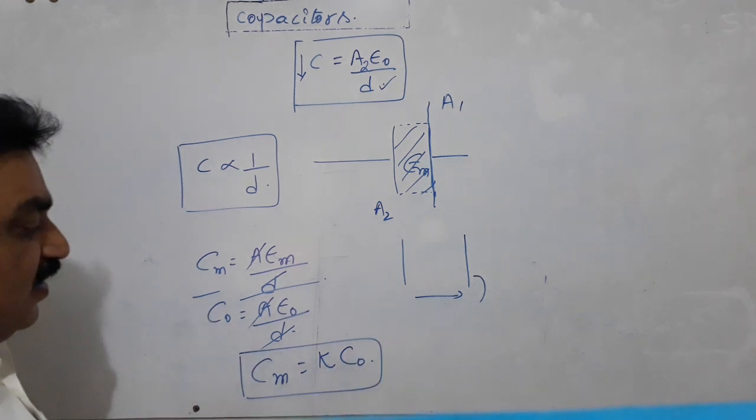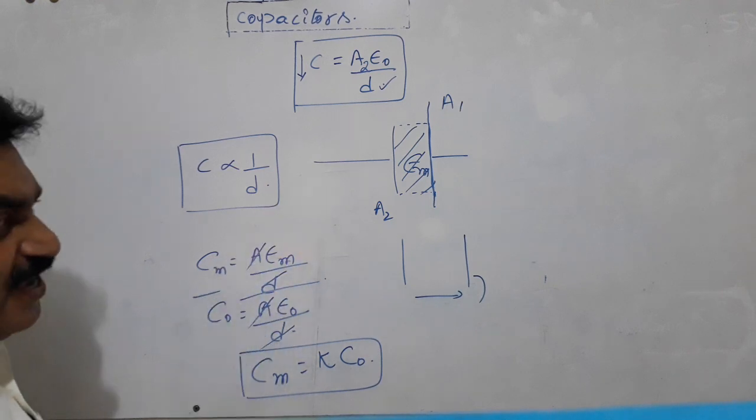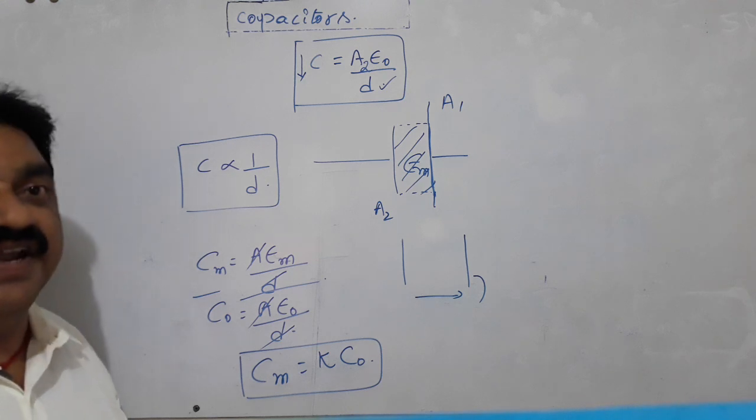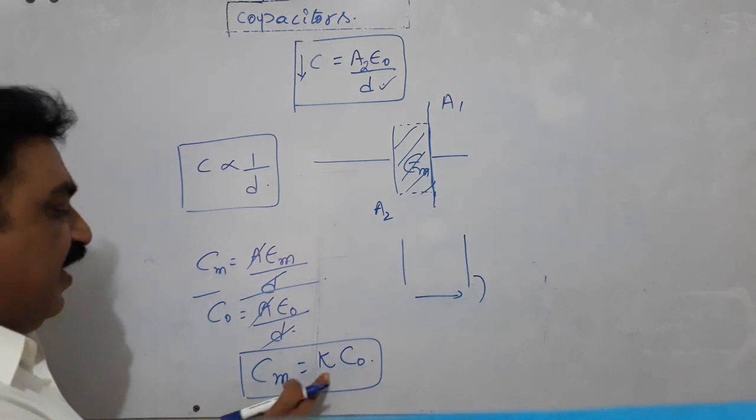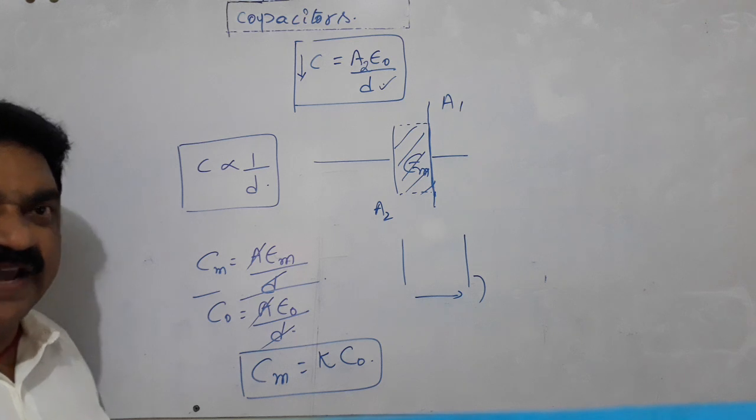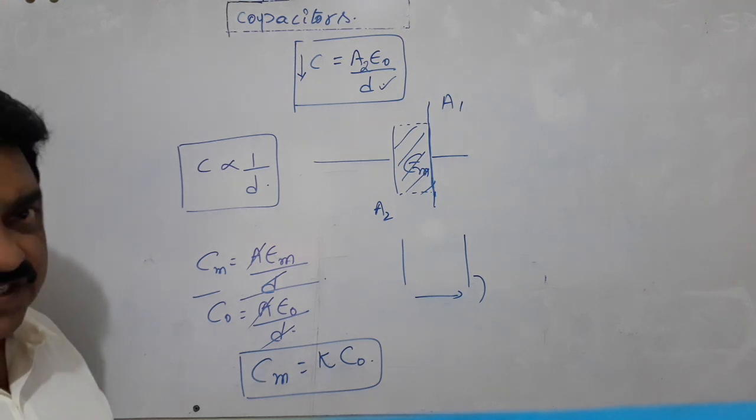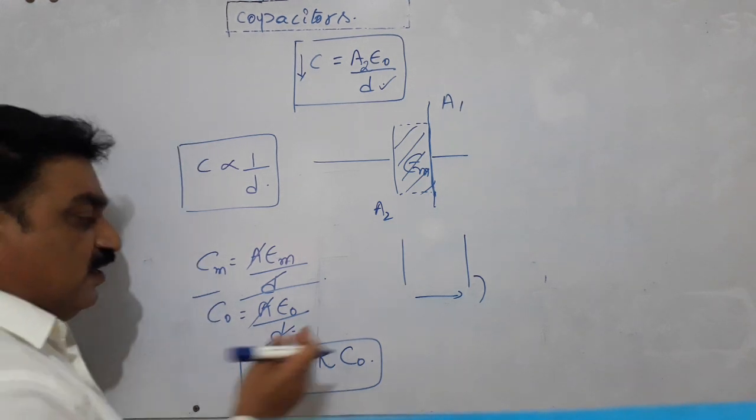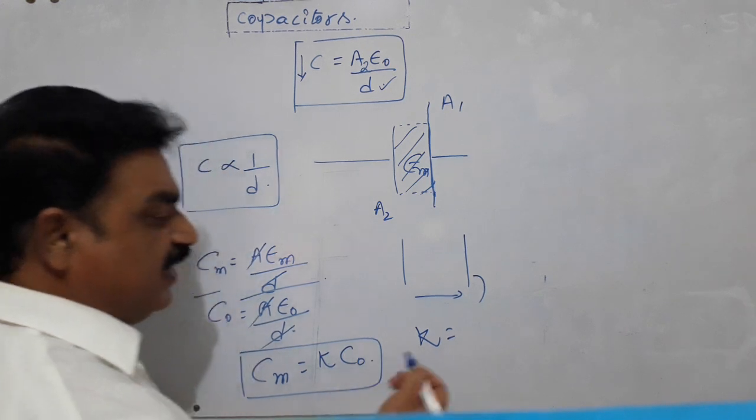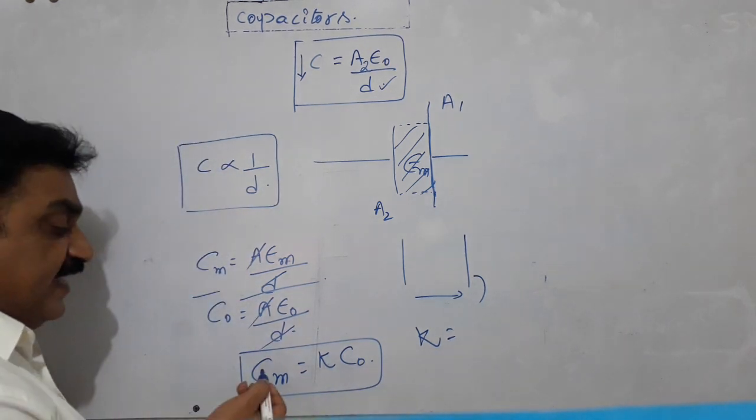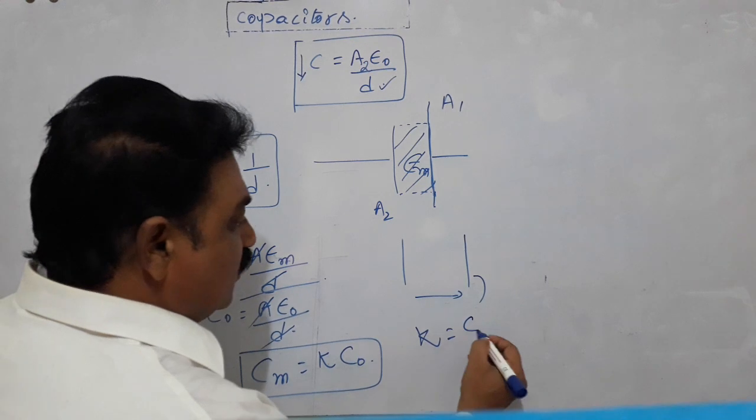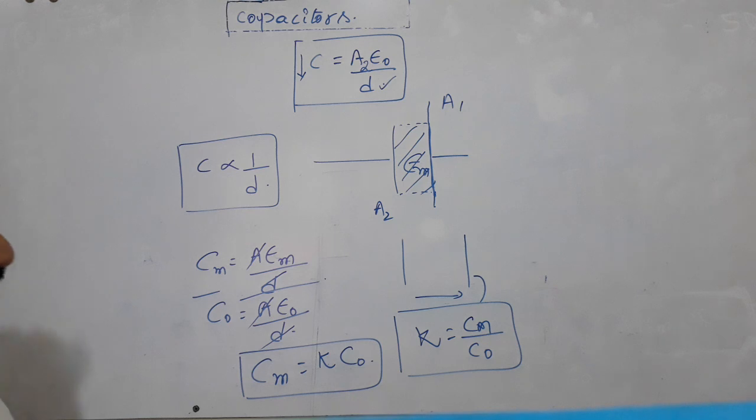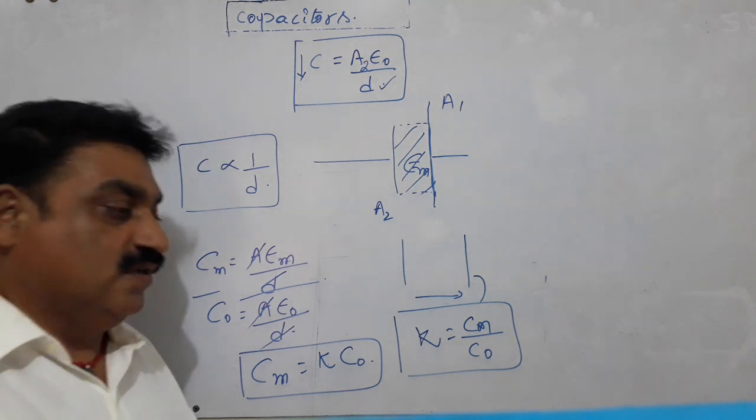It is clear that if you keep any dielectric medium between the plates of the parallel plate capacitor, the capacity increases by K times. It is a very important relation between the capacity of a capacitor with no medium between the plates and with some medium between the plates. So the K value of the medium between the plates can also be decided by the formula K is equal to Cm by C naught. The dielectric constant K is equal to Cm by C naught.